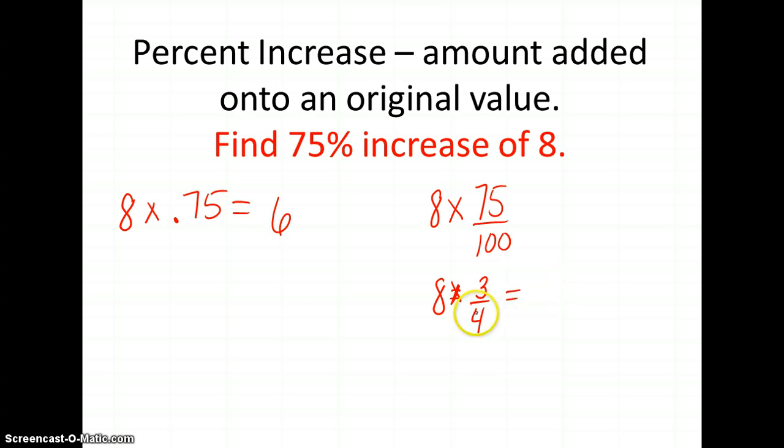6 represents my percent increase, or how much I increase. That's not my final answer. I need to take the amount that I'm increasing 8 by and add it to my original value. So, a 75% increase of 8 is 14.